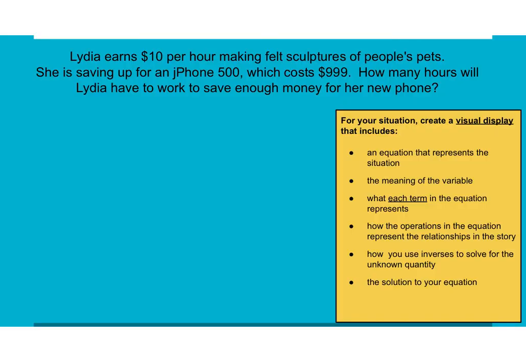I'm going to go through this with just an example problem. So we have this problem, and Lydia, thank you for letting me use you, but Lydia earns $10 per hour making felt sculptures of people's pets. She's saving up to buy the JPhone 500, which costs $999. And we're being asked how many hours will Lydia have to work to save enough money for her new phone. So I'm going to go ahead and pause this and let you jot down some thoughts about all of these bullet points. How would you start to make sense of this?